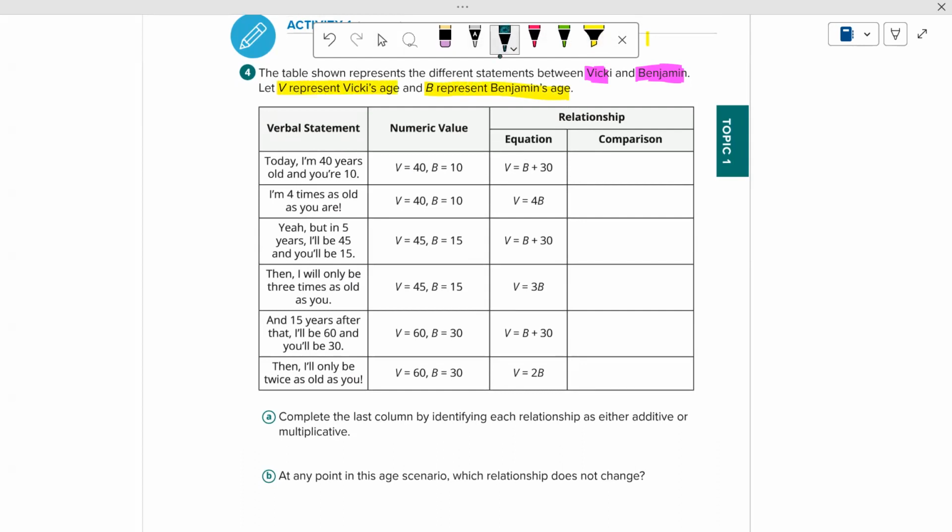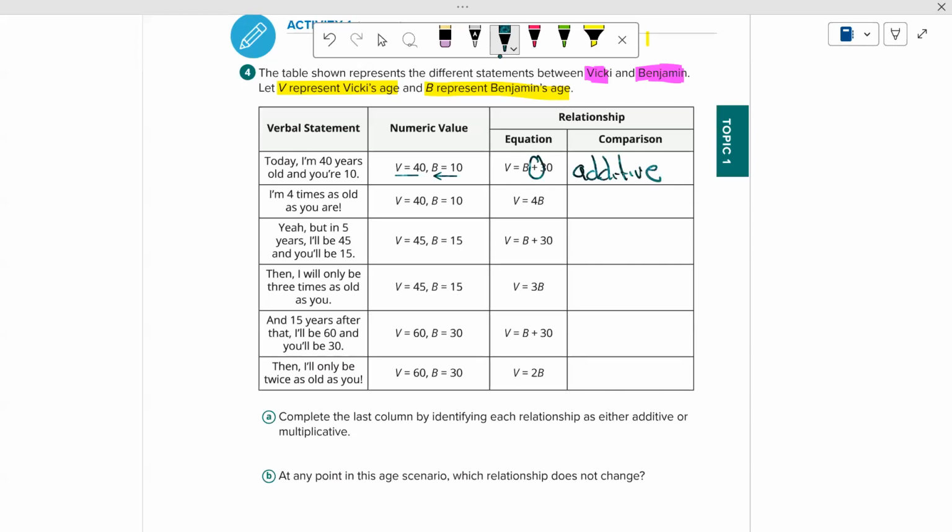So I'm going to read starting from the left to the right. So the verbal statement: today I'm 40 years old and you're 10. That's interesting. So Vicky is 40 like we've done before. Benjamin is 10. The equation, they wrote it as an equation: Vicky's age is equal to Benjamin's age plus 30. Interesting. So if you did that question I asked you a while ago about what's their additive relationship, we notice what this equation is representing. They're adding. So this must be an additive relationship.